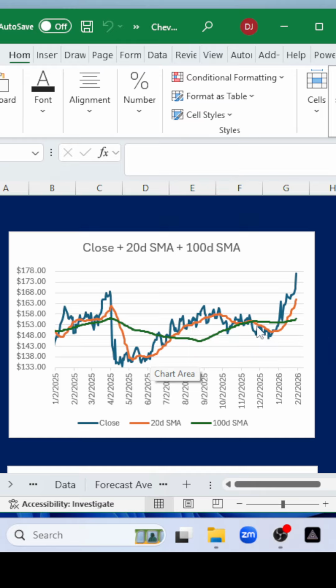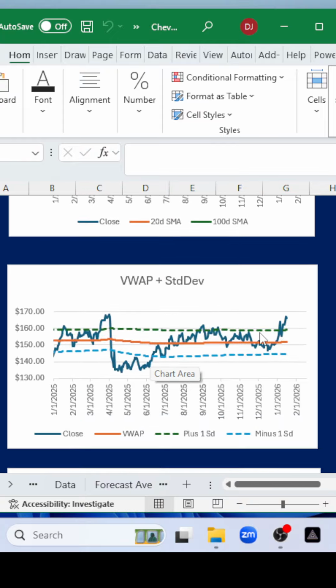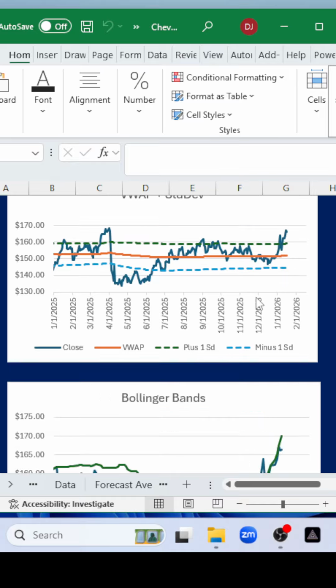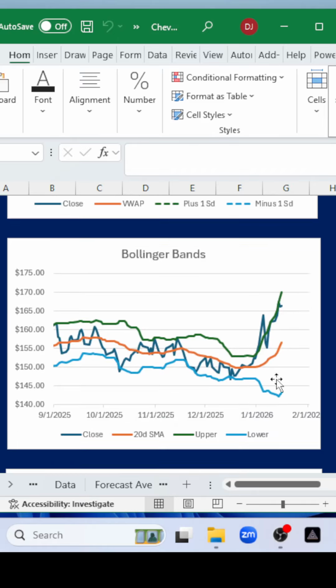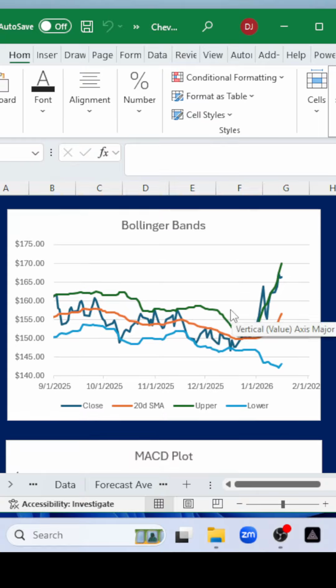Then it kind of dipped down briefly, and now look at this. What the devil's going on here? Look at this bullish charge right there. VWAP is above, so we're above the VWAP line and above the +1 standard deviation line. Bollinger Bands, look at this craziness here. Kind of moving along a little bit, then boom, this big upward bullish move. What happened there? Good grief.